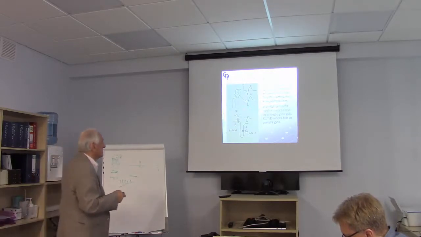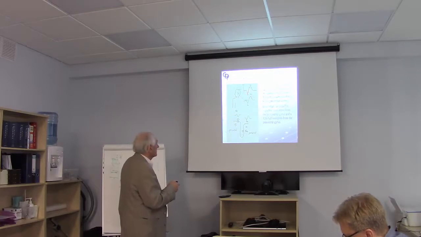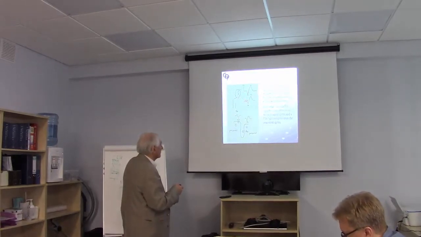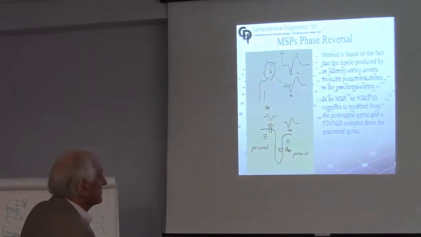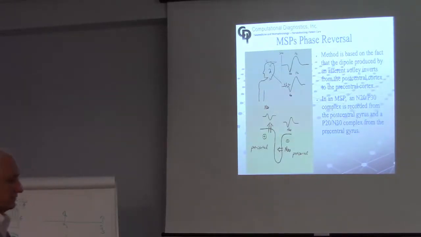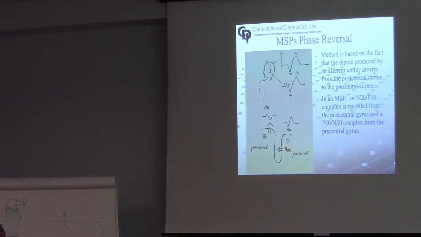So we talked about, here's our stereotypic response, the N wave, the P wave. These are the far field responses. And the method is based on the fact that the dipole, which is developed by, when we talked about the idea that you've got these pyramidal neurons in the cortical mantle, they're producing a dipole, and these dipoles then produce the signals that we're seeing. And it's been established that these dipoles invert from the postcentral cortex to the precentral cortex.